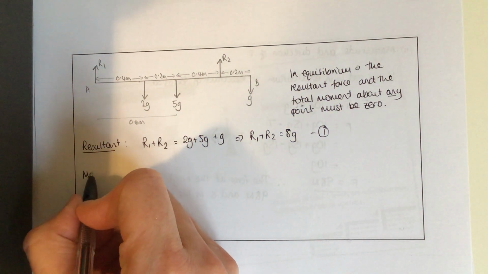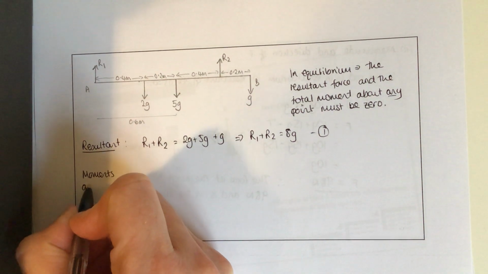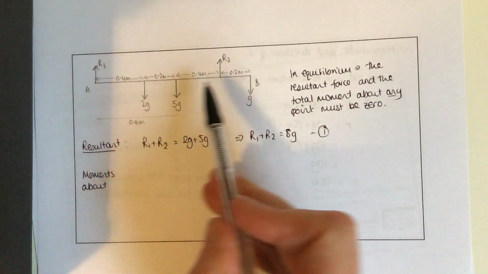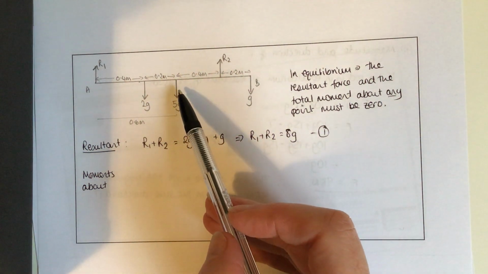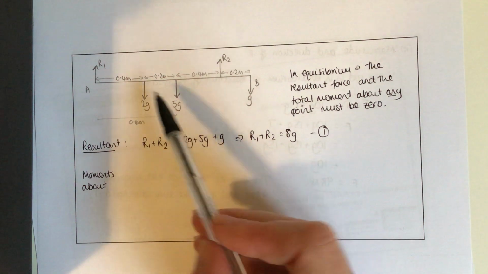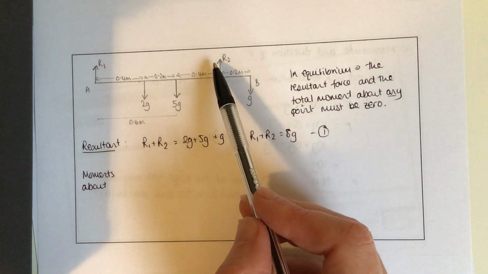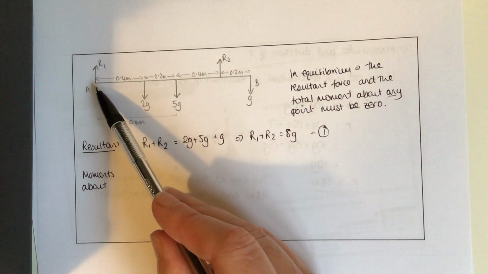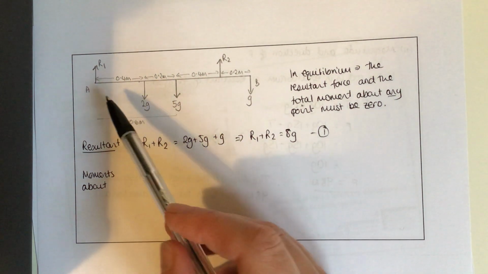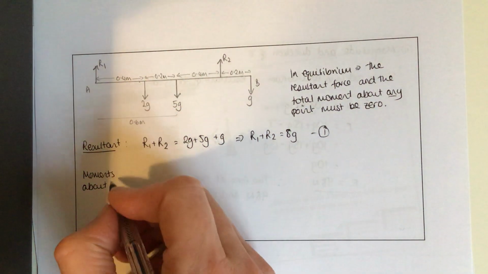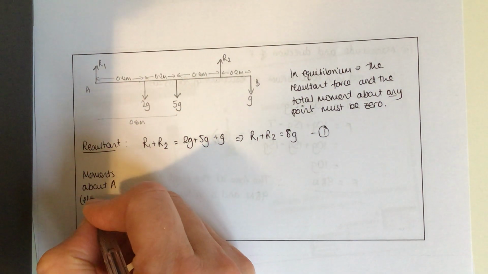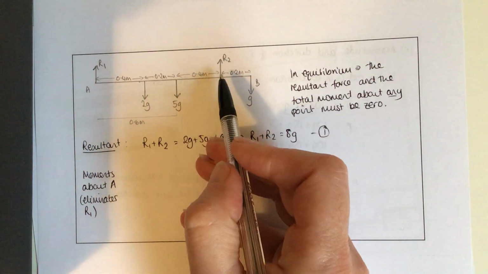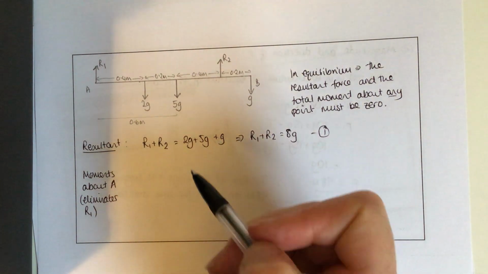So we're going to take moments. Now have a think about where you would take a moment. You can take it at any point along here at all. It doesn't matter in the slightest. However, we're trying to figure out R1 and R2. So it would make sense to take moments about one of those, because I know that I'm going to be multiplying it by 0 and therefore eliminating it. So let's maybe eliminate this one here. So I can take moments about A, and I'll just add in that eliminates R1. It will enable us to work out R2 and then use this equation to work out R1.